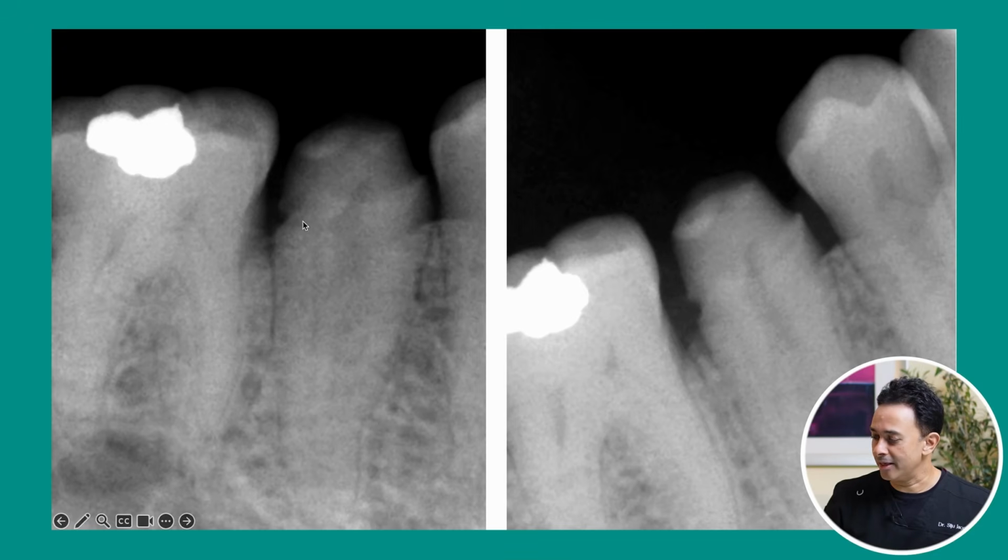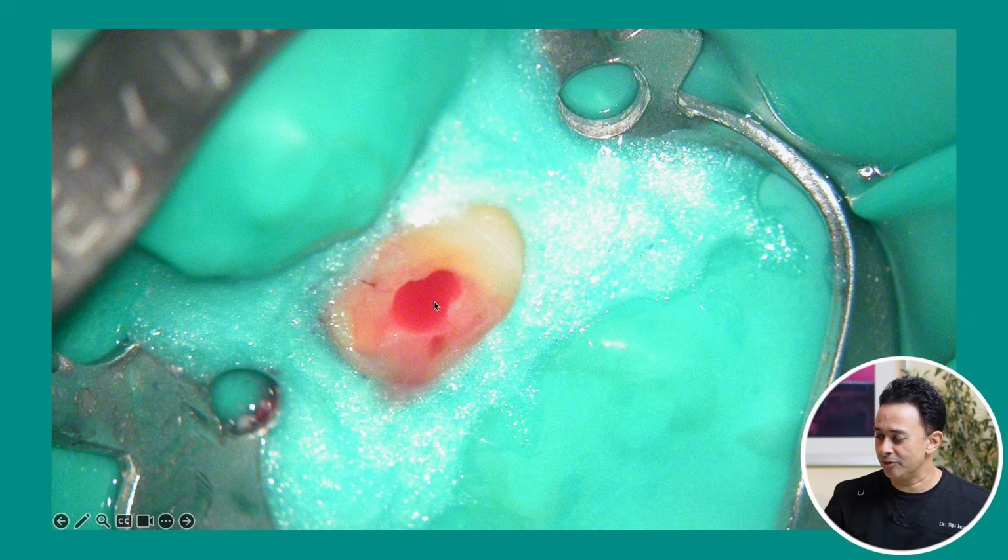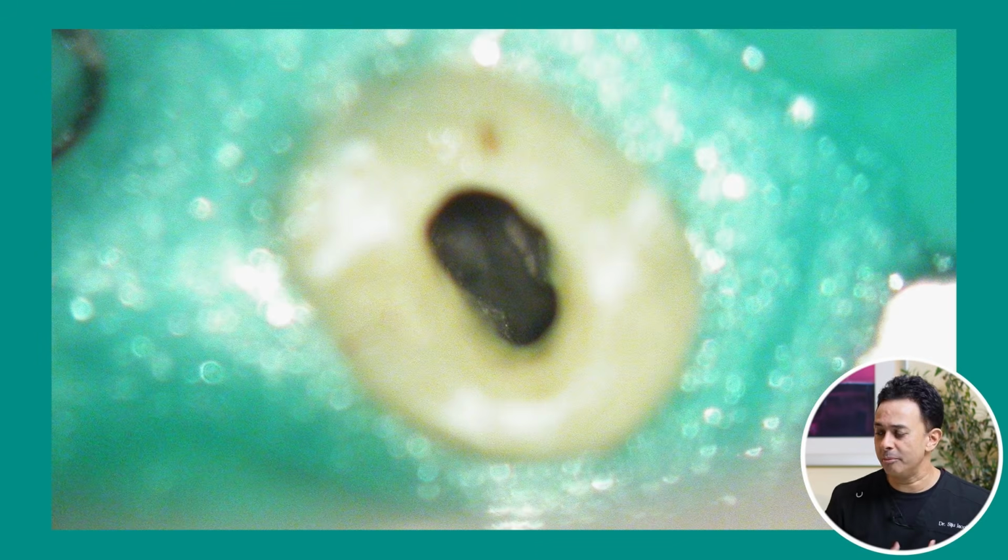And the minute I made an access, I could see a lot of inflamed tissue, a lot of bleeding. Once the bleeding was under control and we performed a pulpectomy and cleaned out the canals, you can see the canal bifurcates into two. So you have two separate canals in this case.